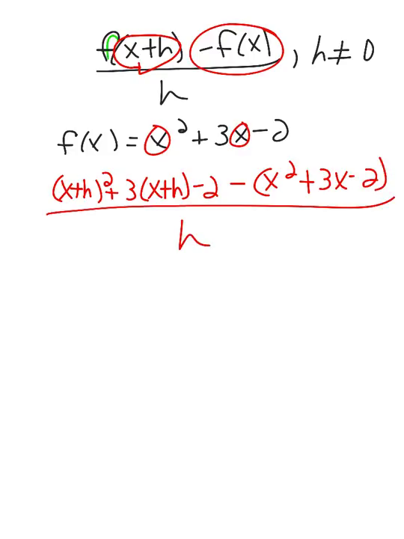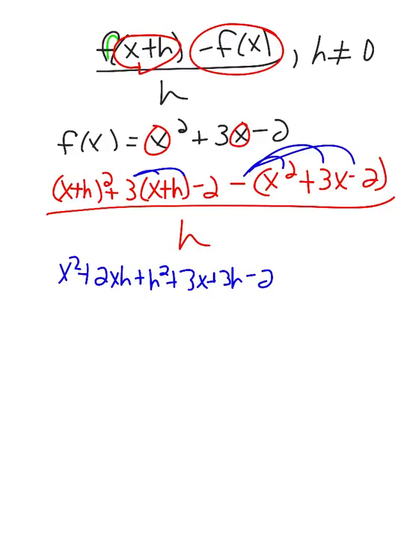All right, so we should all be good with x plus h squared. That's x squared plus 2xh plus h squared. Distribute the 3: plus 3x plus 3h minus 2. Distribute the negative: minus x squared minus 3x plus 2, over h.